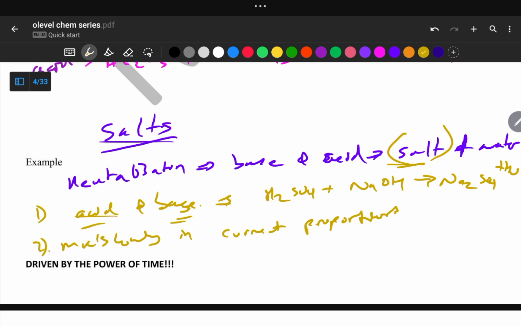Are we together? And then we are going to use the indicator. So the process of neutralization, we are going to use titration, right? We're going to have a conical flask, and then pipette a standardized solution, and then we're going to have a burette, right? So we're going to use an indicator to note the end point.